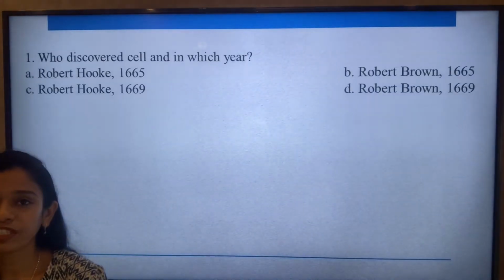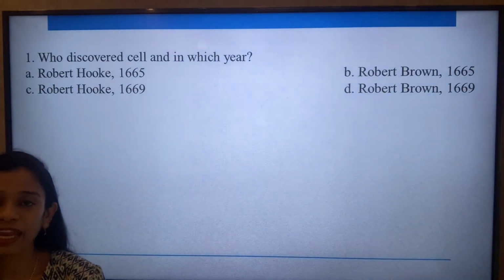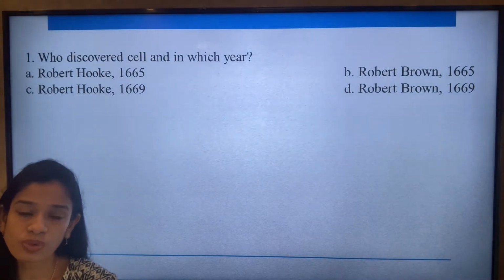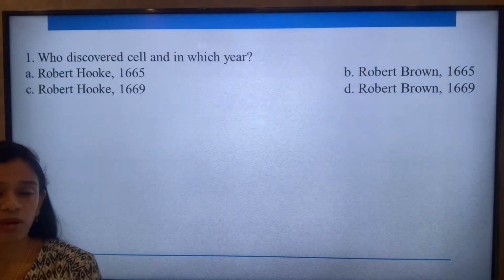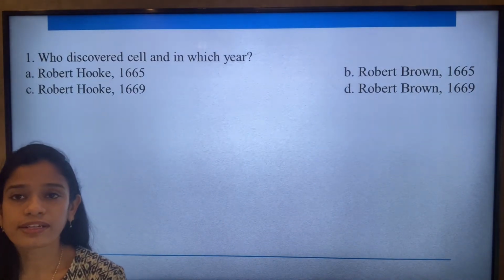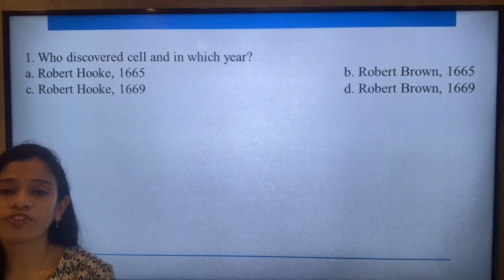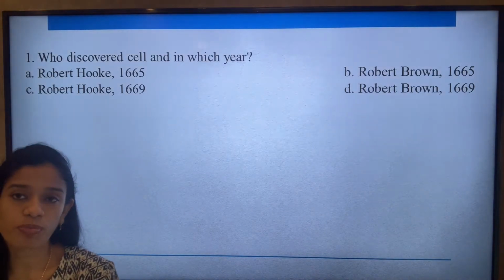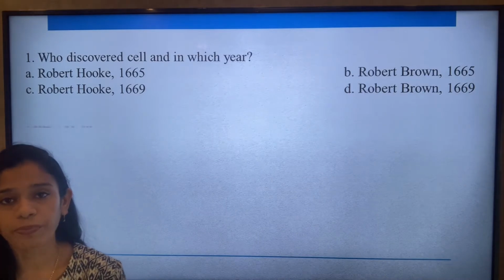The first question: who discovered the cell, and in which year? Was it Robert Hooke or Robert Brown, and in which year, 1665 or 1669? If you see all the options, it is either Robert Hooke or Robert Brown, and either 1665 or 1669. We have to remember this particular fact, that the cell was first discovered by Robert Hooke in the year 1665. So the correct answer is option A.